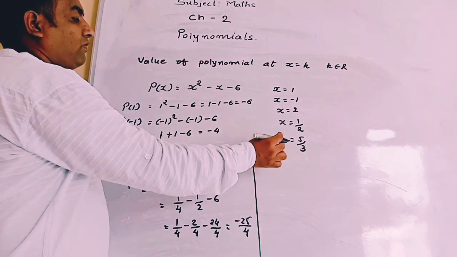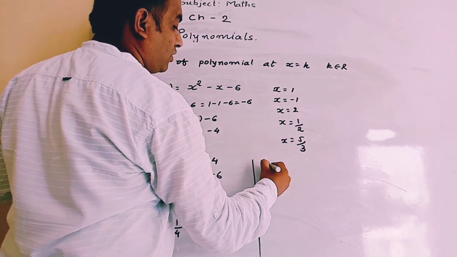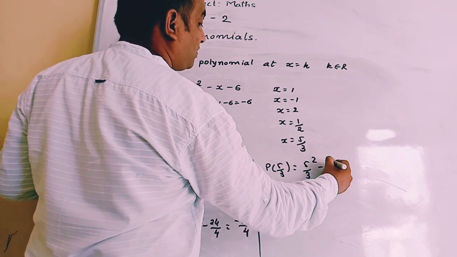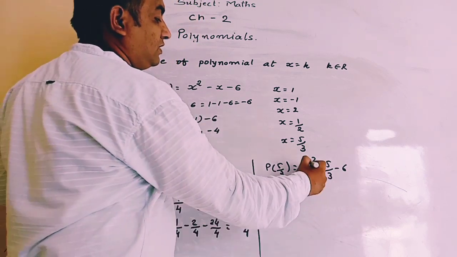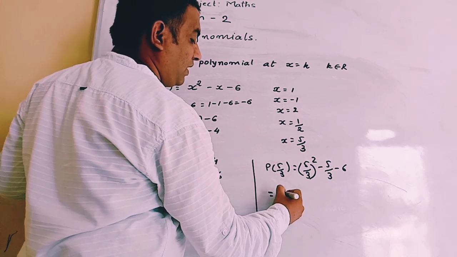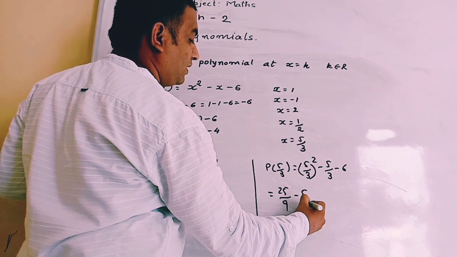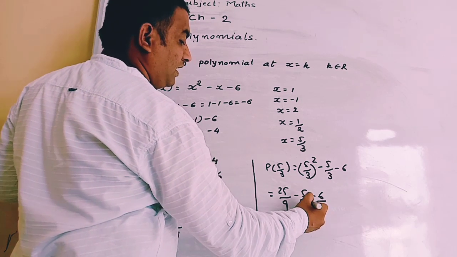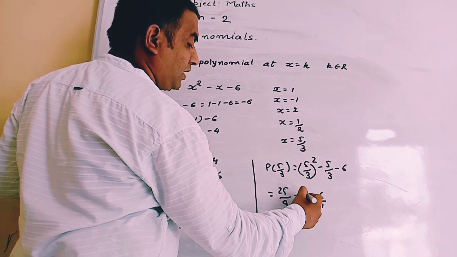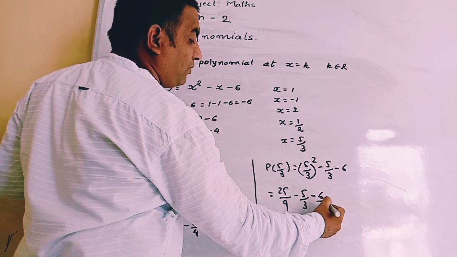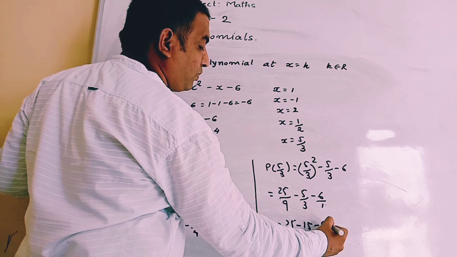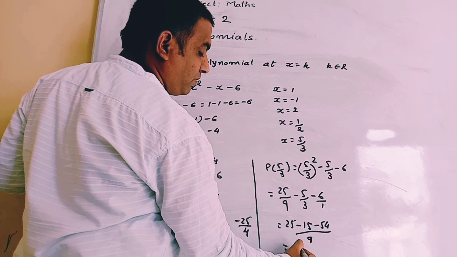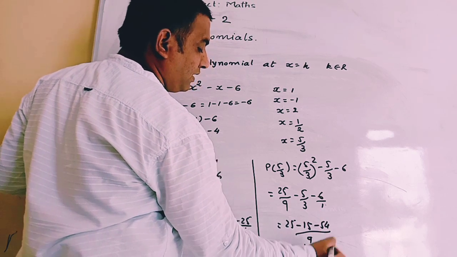Now suppose we find the value at x equals 5 by 3. So p(5 by 3) equals 5 by 3 square minus 5 by 3 minus 6. This square will be 25 by 9 minus 5 by 3 minus 6. So the LCM is 9, so we make each denominator 9. Here multiply by 3, so 5 times 3 is 15. Here we want to make 9, so multiply 6 by 9, minus 54 upon 9. So now 25 minus 15 is 10, minus 54, minus 44 by 9.